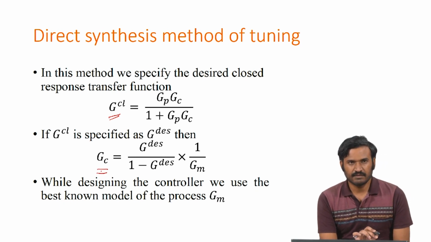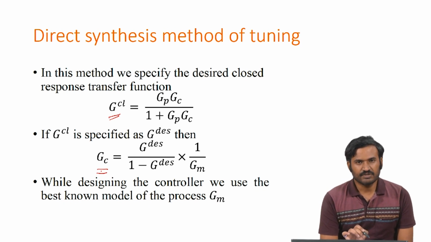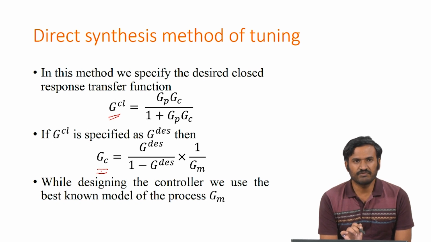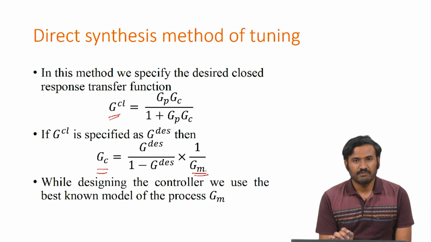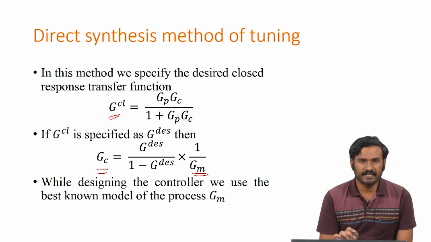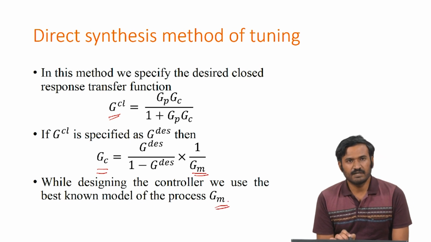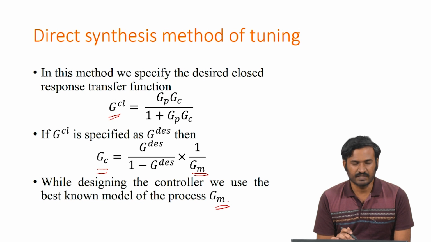Now one small distinction which has to be noted is that the controller will be implemented on a true process, whereas we can design the controller based on a notion of the process, which is a model of the process, that has been denoted as GM here. So while designing the controller, we use the best known model of the process, which is GM. This distinction becomes important as we complicate the structure, and we will look at MIMO systems.